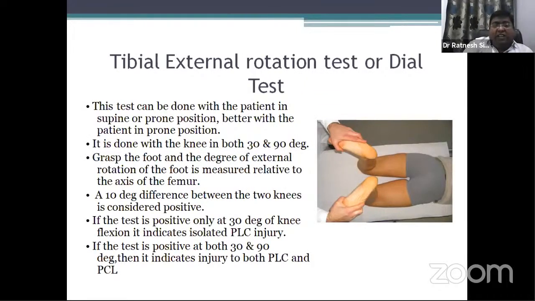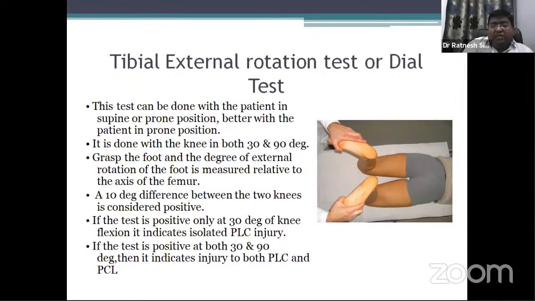Now, the dial test or tibial external rotation test is done to check the integrity of the posterolateral corner. This test can be done with the patient in supine or prone position, but it is better with the patient in prone position. It is done with the knee both at 30 degrees and 90 degrees. Grasp the foot and the degree of external rotation of the foot is measured relative to the axis of the femur. A 10-degree difference between the two knees is considered positive.